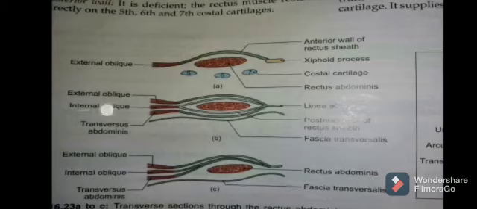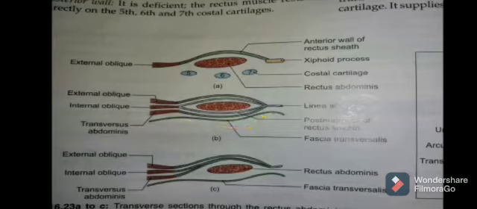In the middle part, the external oblique muscle and internal oblique muscle both form the anterior layer, and the internal oblique muscle and transversus abdominis muscle form the posterior layer of the rectus sheath, and the fascia transversalis is always there.